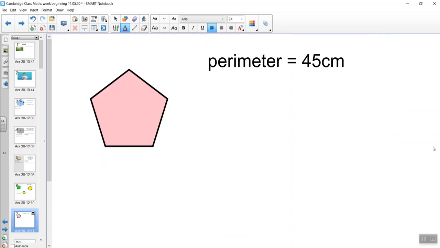Okay, so have a little practice. I've got a shape here, and I don't know the lengths of the sides, but I do know it's a regular pentagon. So there are 5 sides, and all the sides are the same length. I know that when I measure all of the sides and add them all up together, it comes to 45 centimetres. So how might we work out the perimeter of the pentagon? Pause the video and have a go.